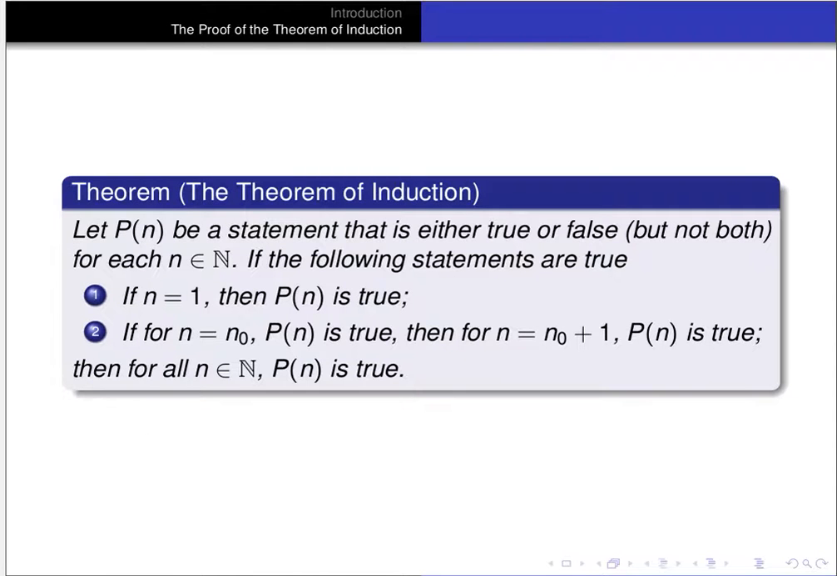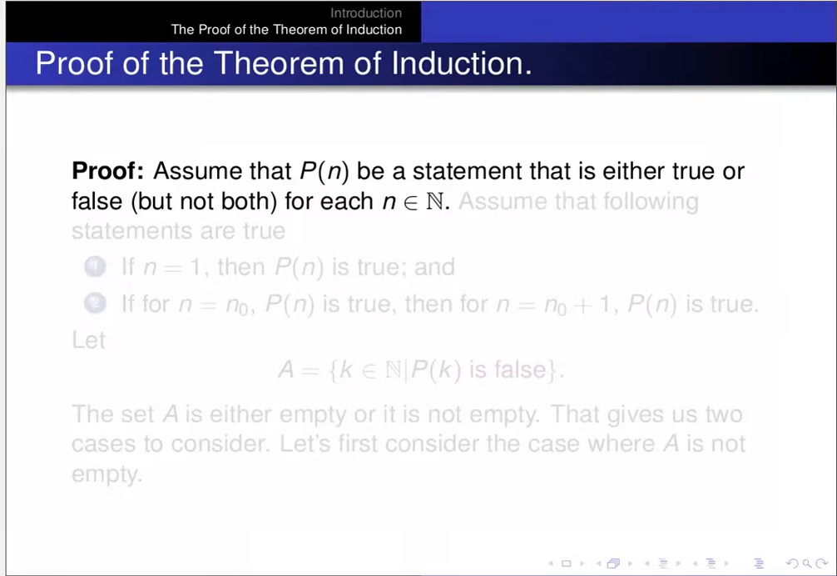Okay, so again, let's state the theorem of induction before we prove it. So let P(n) be a statement that's either true or false, but not both, for each natural number n. If the following statements are true: 1, P(n) is true for n equals 1, and 2, if P(n) is true for n equals n₀, then P(n) is true for n equals n₀ + 1. If those two statements are true, then P(n) is true for all natural numbers n. So let's get into the proof of this.